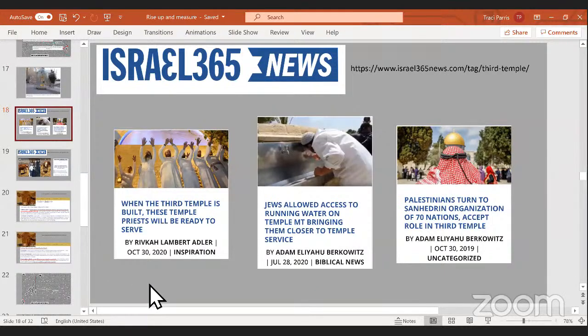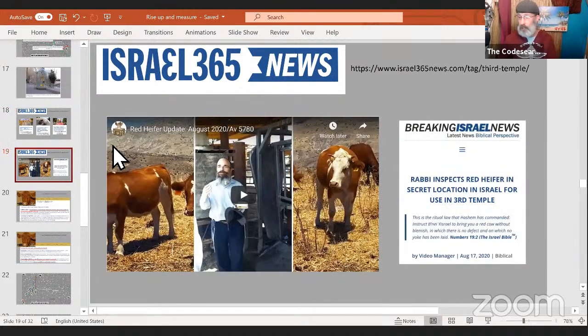Here's some news about the temple. When the 3rd temple is built, these temple priests will be ready to serve. Jews are allowed access to running water on the Temple Mount, bringing them closer to temple service. And Palestinians turn to Sanhedrin organization of 70 nations, accept role in 3rd temple. Yeah, we are going to see this thing happen.